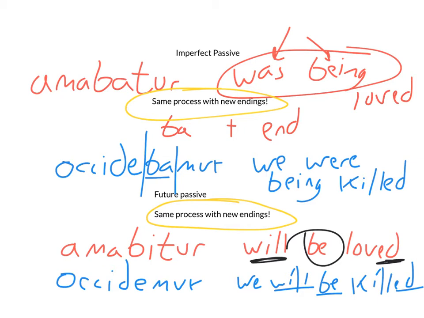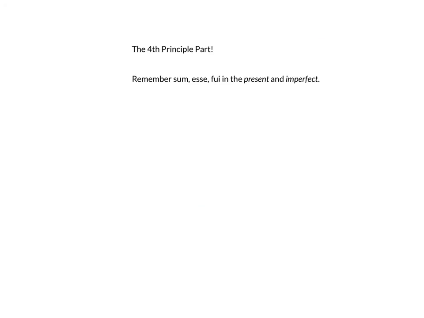Okay, so now we're going to move on to something a little more complicated because we're going to be utilizing the last principal part, something we haven't done quite yet. And here's the slide for the fourth principal part. I have to note that this is a good time to pause the video if you don't remember your sum, esse, fui, your verb to be in the present and imperfect, because I'm going to assume that you know the forms of that verb.